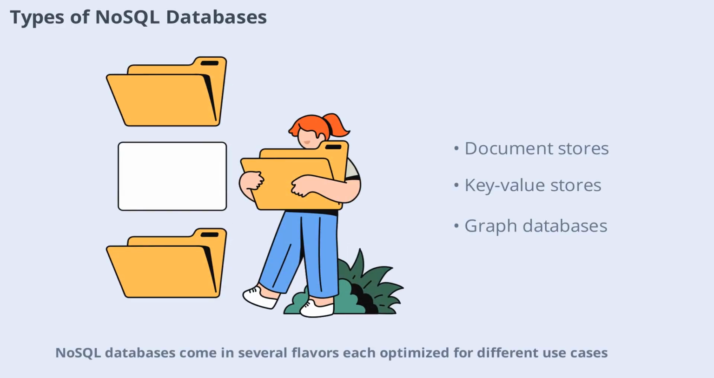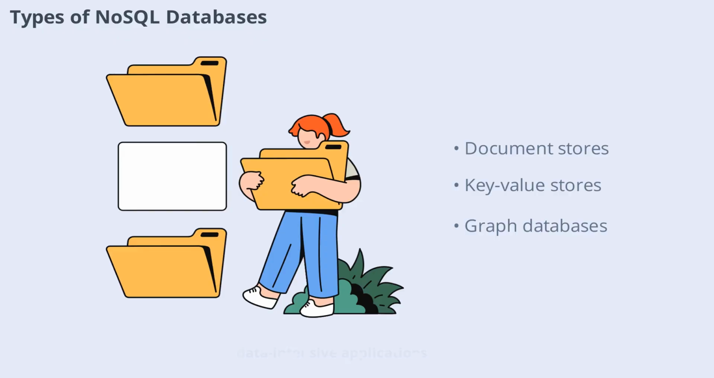NoSQL databases come in several flavors, each optimized for different use cases. Document stores like MongoDB are great for storing JSON-like documents. Key-value stores such as Redis offer lightning-fast access to simple data structures. Column family stores like Cassandra excel at handling large datasets with high write and read throughput. Graph databases such as Neo4j are perfect for managing complex relationships. This flexibility makes NoSQL a popular choice for modern, data-intensive applications.